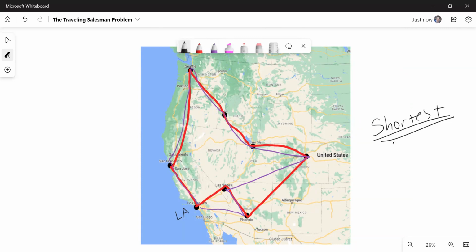We don't have to go to Las Vegas or San Francisco first. We could definitely go across, but that looks like it's going to be longer. Like this is probably a really bad path that I drew here, right? But that actually is a Hamiltonian circuit. I went to every place and started and stopped at the same spot.